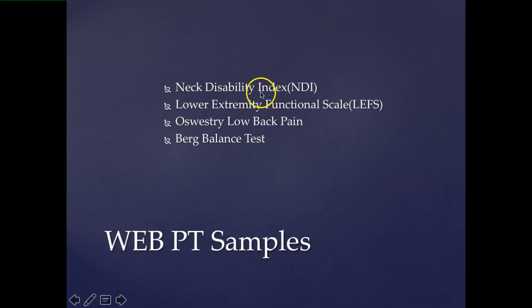So there's a couple different ones: the Neck Disability Index, abbreviated NDI. The Lower Extremity Functional Scale is very commonly used. It's called LEFS. Oswestry low back pain, I usually use the modified one because the studies have shown that it's equally reliable and valid. And same with the Berg balance test.